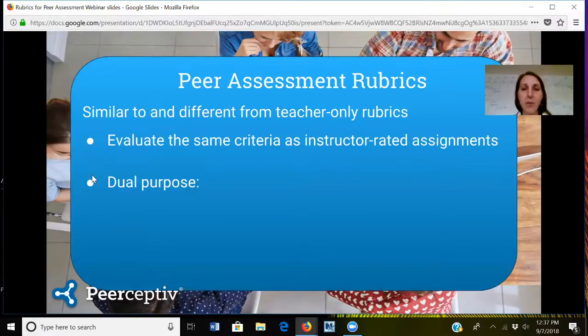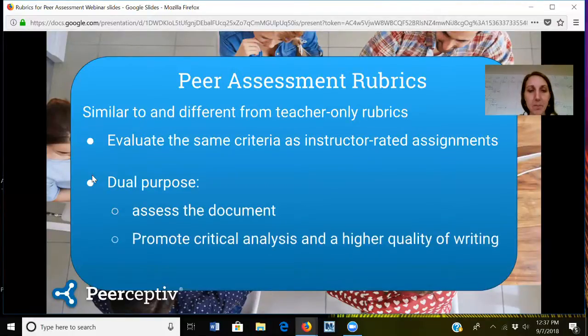However, it's also different from a teacher-only rubric because it serves a dual purpose. Not only are the students assessing the document, you also want the assessment to promote their critical analysis and a higher quality of writing. In other words, you want to provide a path to improvement for them so that they, in the process of reviewing, learn how to think more critically and become better writers.